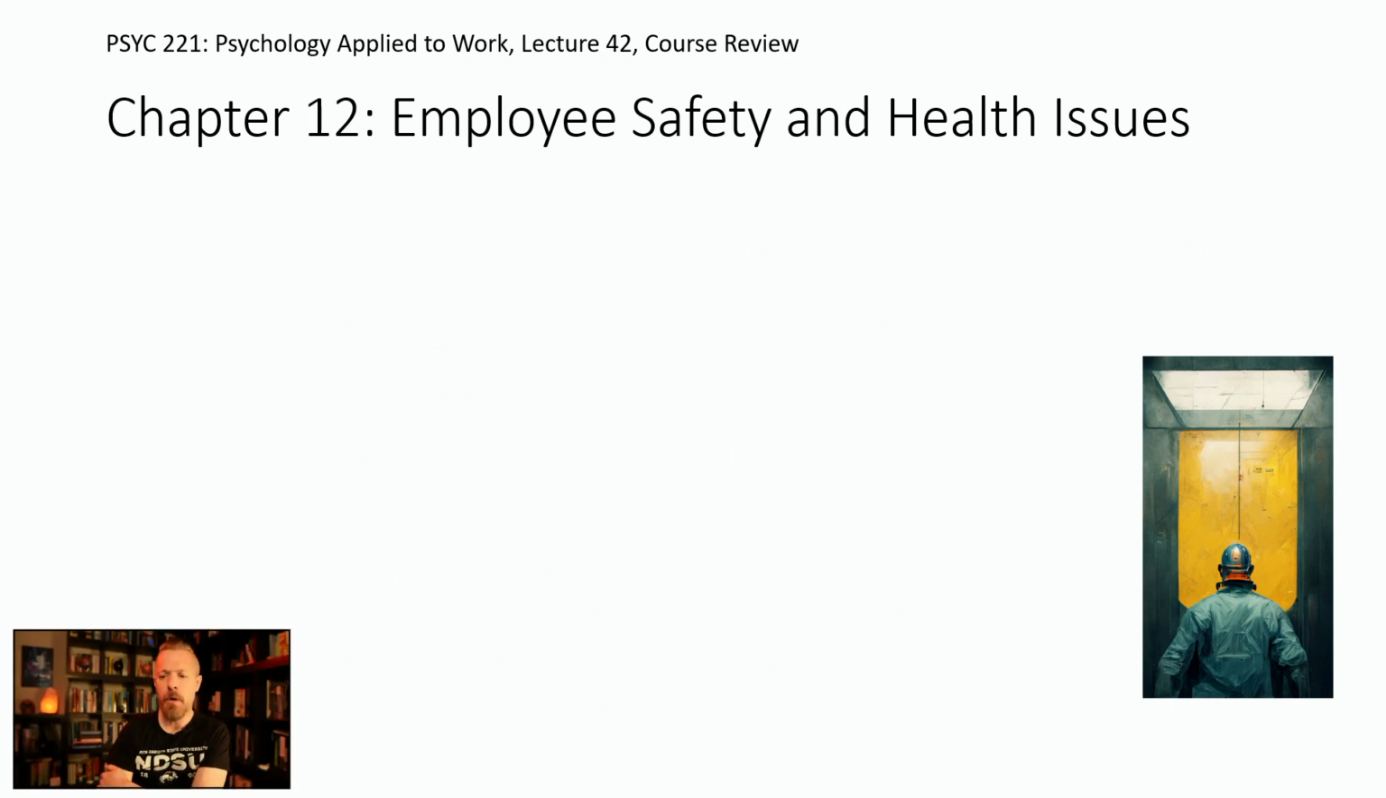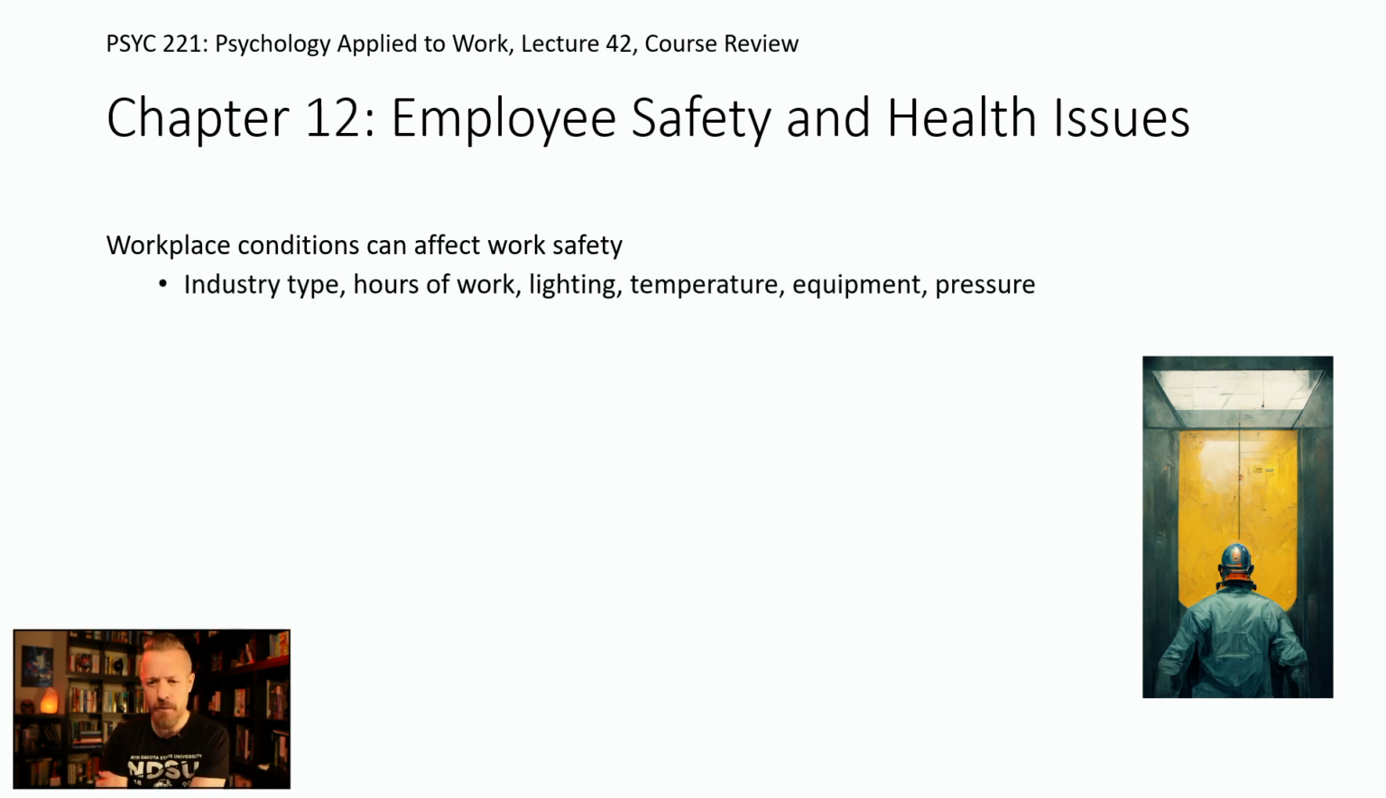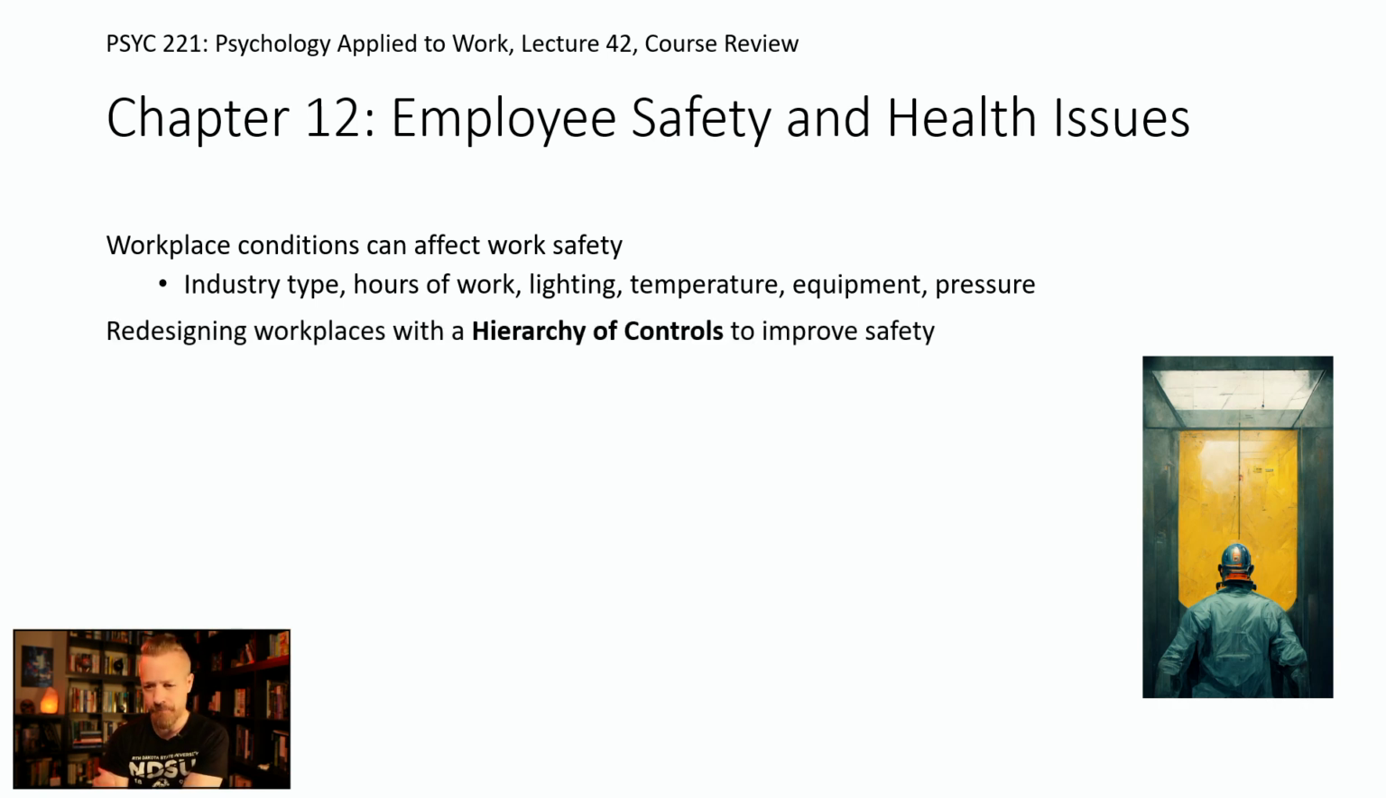And then in chapter 12, we talked about safety and health issues at work. Obviously, the workplace conditions that we were just talking about can affect work safety. And that depends on the industry. Different industries have different constraints, and you end up with different workplace conditions. That includes the hours that you work, lighting, temperature, the equipment that's around, and pressures applied on you to get the job done.